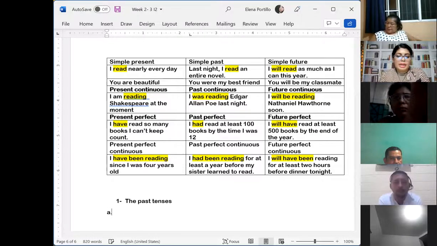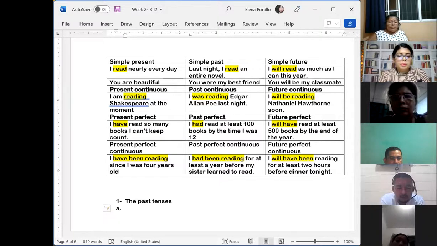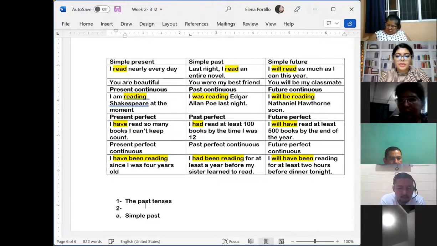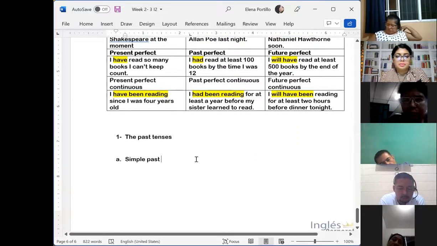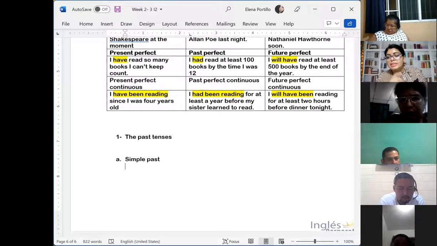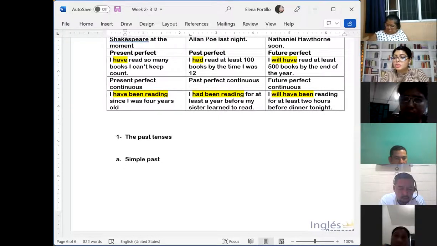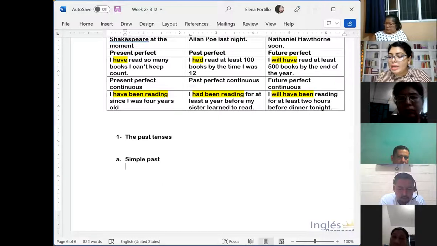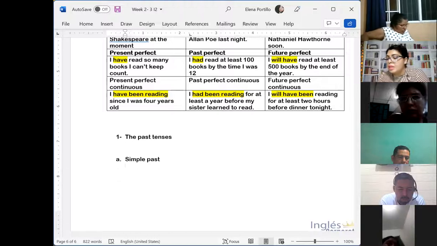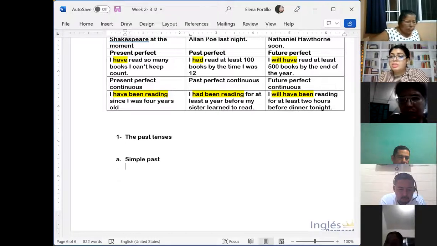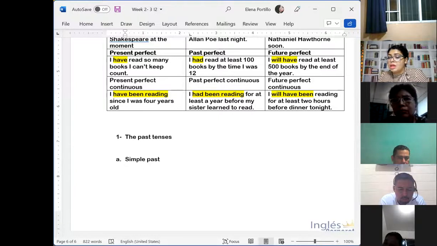So we have number one, because we are in order, the past tenses. And we have a simple past. That's the first of this tense, the simple past. And it says, the simple past is a verb tense that is used to talk about things that happened or existed before now. Imagine someone asked what your brother Santiago did while he was in town last weekend. So in this tense, it's something that happened in a previous time.